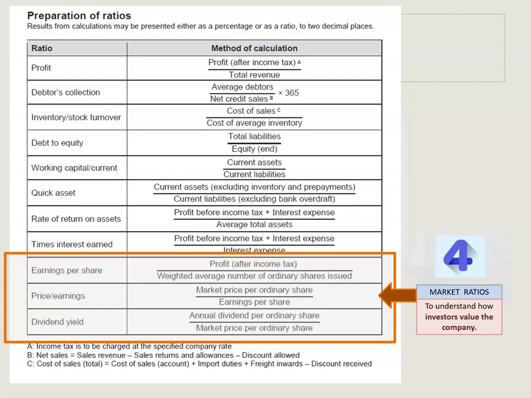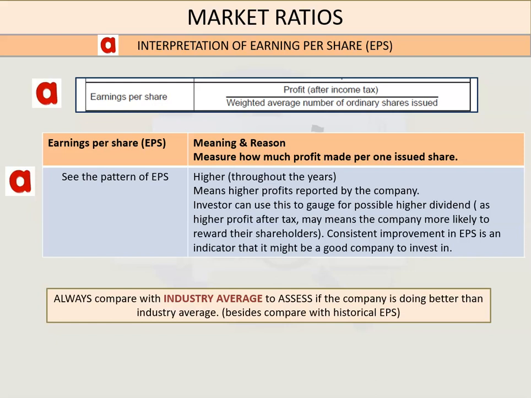The fourth ratio is called the market ratio, and there are 3 ratios here, so let's look at them one by one. The first one is earnings per share. This is profit after tax divided by the weighted average number of ordinary shares issued. So you just basically need to weigh the average of the number of ordinary shares issued for the year. The answer here, the unit is in dollars.